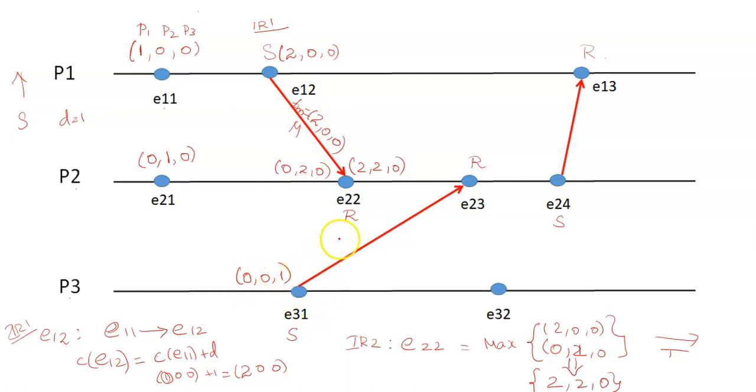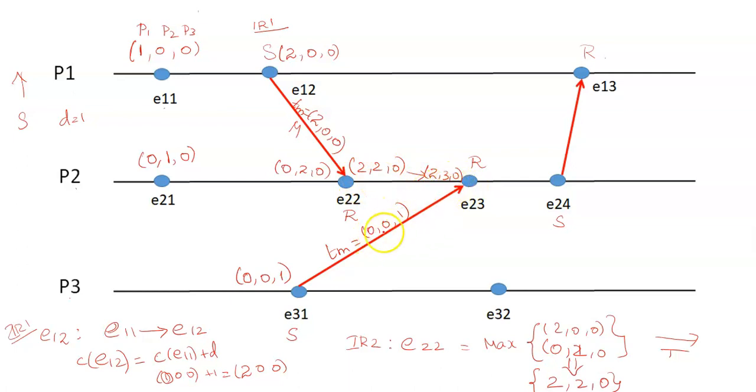Now, either E31 sends a message M with the timestamp 0, 0, 1. Otherwise, you have to take the maximum of this Tm and 2, 2, 0, which, while coming over here, is incremented to 2, 3, 0. Right? Because the P2 position should be incremented. So 2, 3, 0.